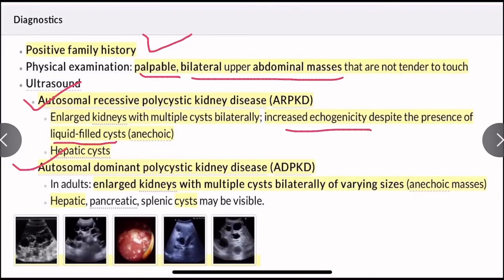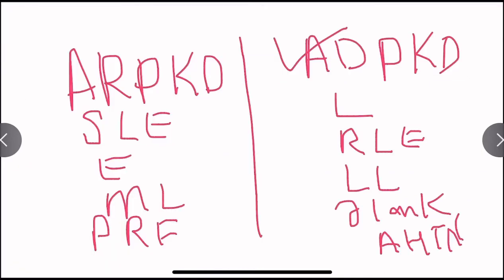Now autosomal dominant polycystic kidney disease is actually the adult disease, usually at age around 50. There is an enlarged kidney with multiple cysts bilaterally, with varying sizes of anechoic masses. Hepatic cysts, pancreatic cysts, and splenic cysts may be visible in autosomal dominant polycystic kidney disease. Do you really understand, guys?